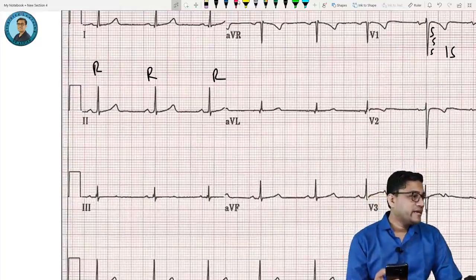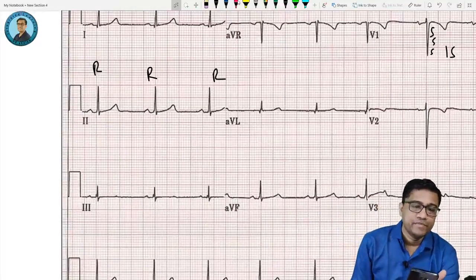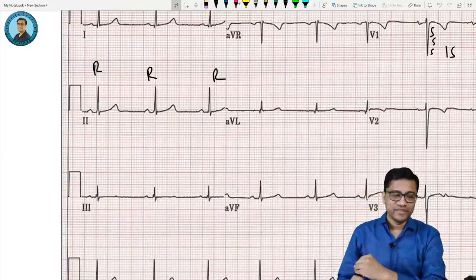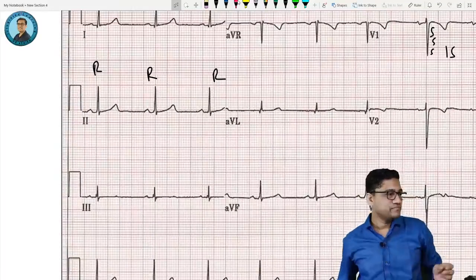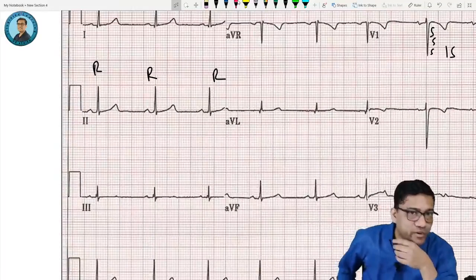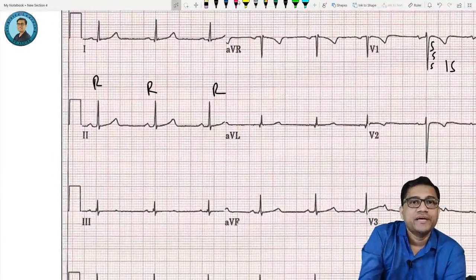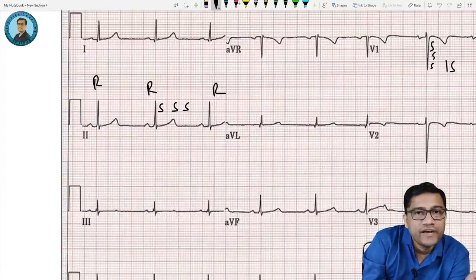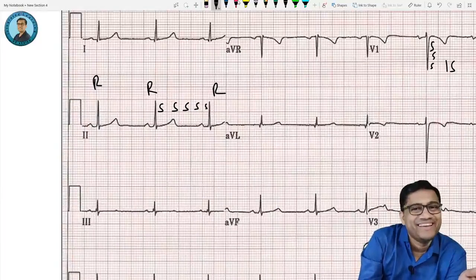Calculate how many boxes are there. Very good. There are 5, 5, 5, 5, and there are 3 more. But again, I take 5.